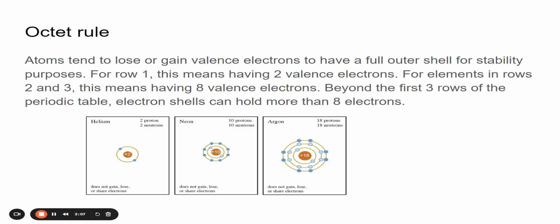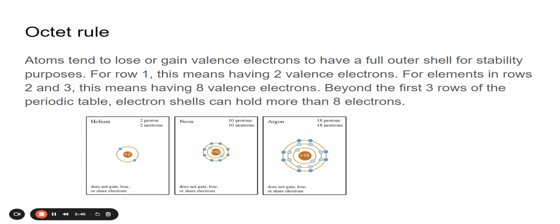Awesome. Octet rule. Let's talk about that. The octet rule is about losing or gaining valence electrons to have a full outer shell for stability purposes. In other words, it really means having a full outer shell that looks a lot like a noble gas's outer shell. So for row 1, this means having 2 valence electrons. For elements in rows 2 and 3, this means having 8 valence electrons. You may have heard of this referred to as the 2-8-8 rule. If you haven't, that's okay. We're learning about it now.